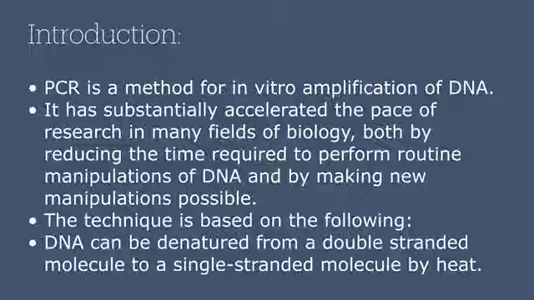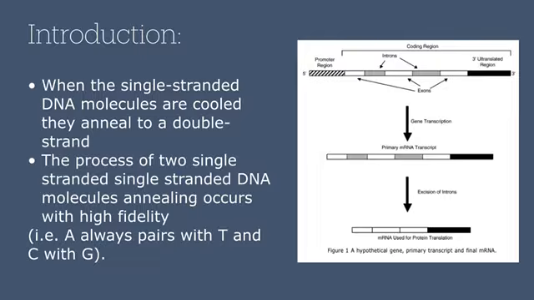DNA can be denatured from a double-stranded molecule to a single-stranded molecule by heat. When the single-stranded DNA molecules are cooled, they anneal to a double strand. The process of two single-stranded DNA molecules annealing occurs with high fidelity. A always pairs with T and C with G.